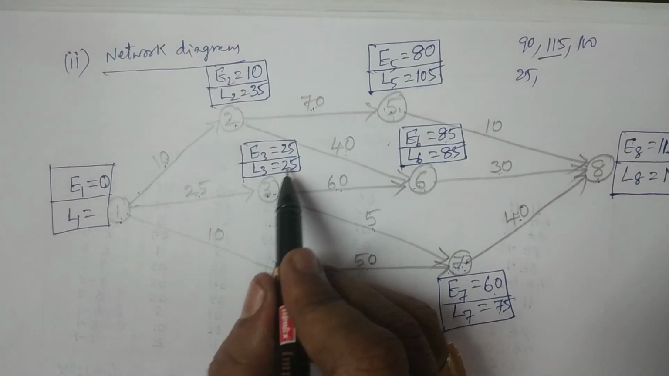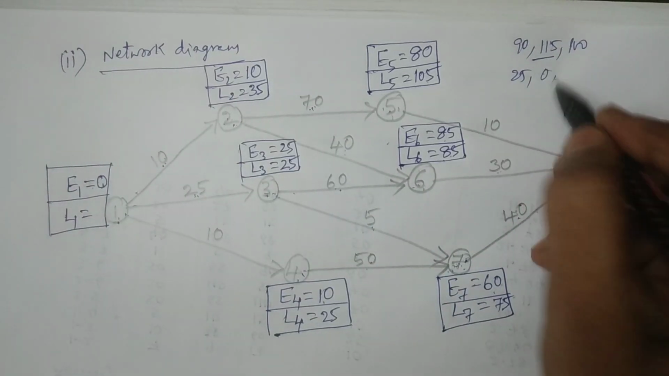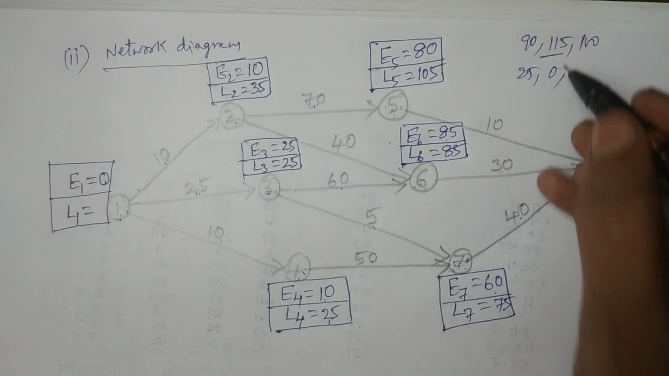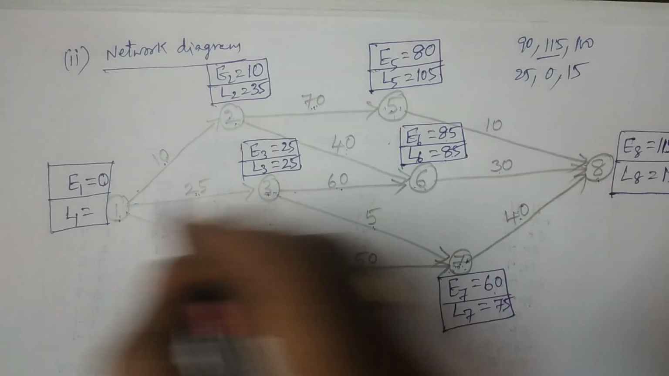L3 minus D13, 25 minus 25, 0. And L4 minus D14, 25 minus 10, it is 15. So therefore the minimum is 0.